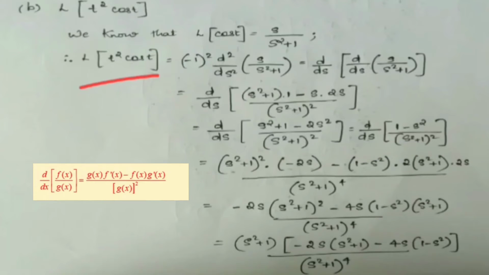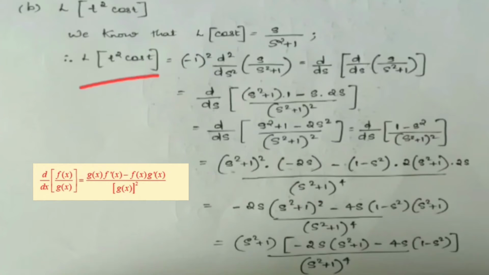Now we will differentiate this function again using the quotient rule. So s square plus 1 the whole square into d by ds of 1 minus s square, that is minus 2s, minus 1 minus s square into d by ds of s square plus 1 the whole square, that is 2 into s square plus 1, and we have to differentiate s square plus 1 again, that is 2s, by s square plus 1 the whole square becomes s square plus 1 raised to 4.